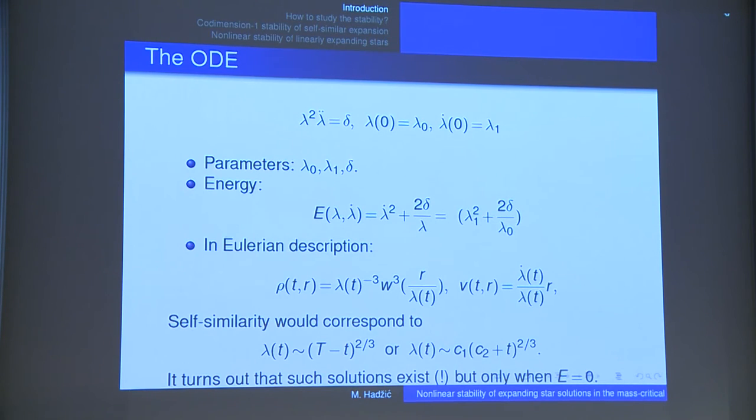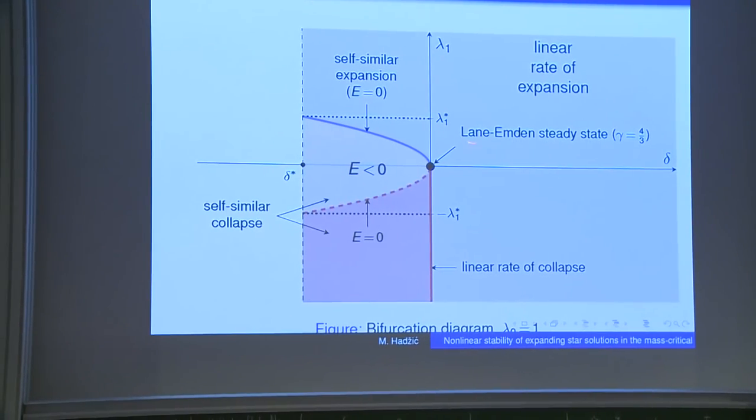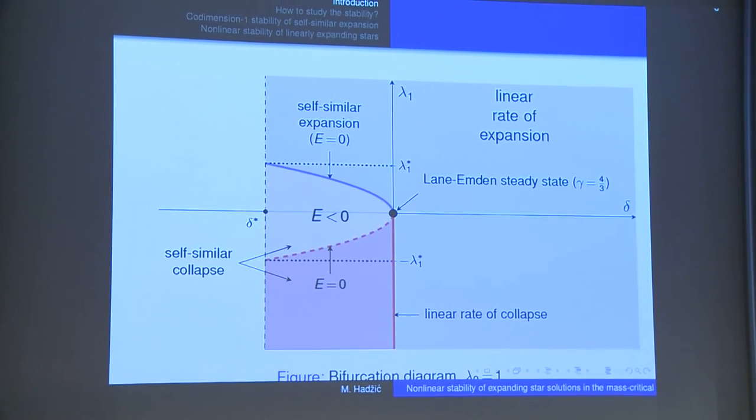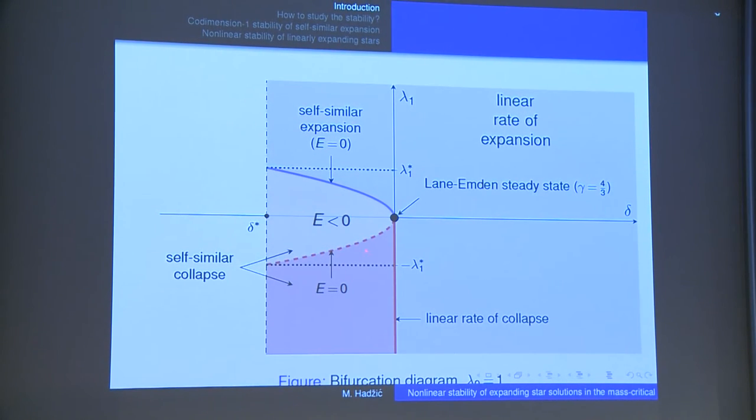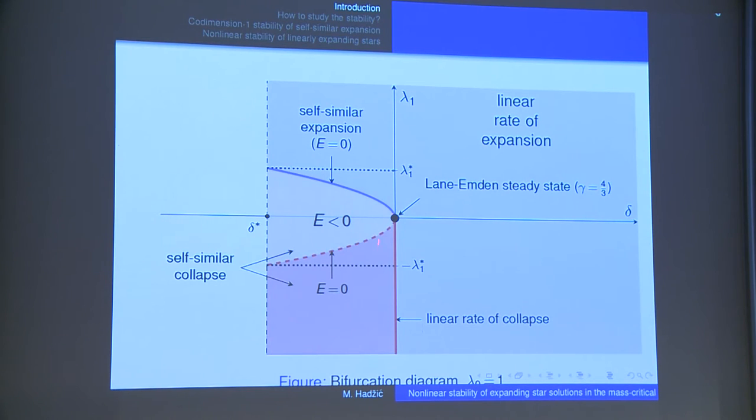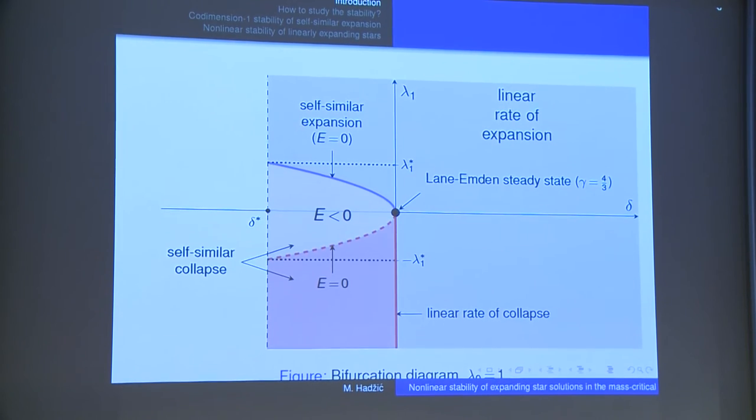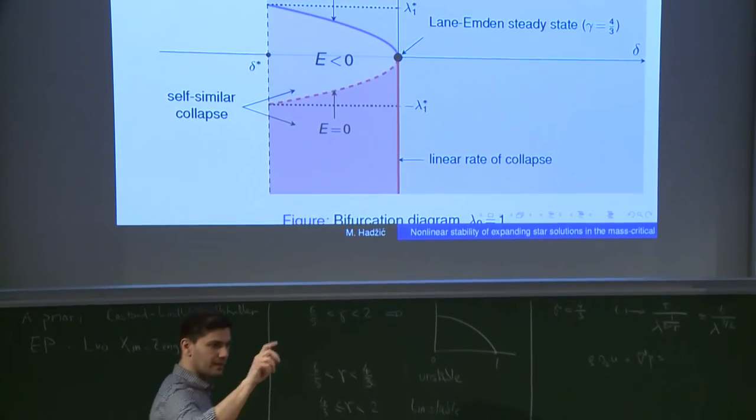And instead of solving the ODE, I also could not resist putting this on the slides. This is a kind of bifurcation diagram that explains what's going on. This is the delta axis. This is the lambda 1 axis, and I'm fixing the initial radius to be exactly 1. What you see here, the light blue region, is the range of parameters that will always give you a linearly expanding profile, a profile that behaves asymptotically like some constant times t.